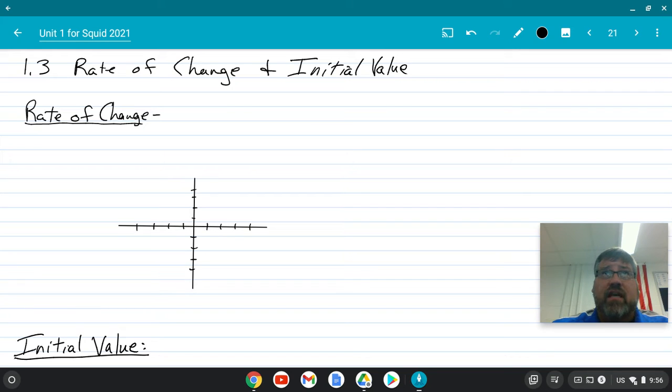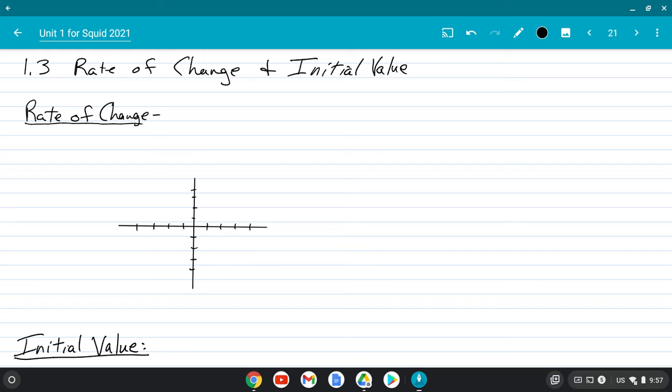Today we're talking about section 1.3, rate of change and initial value. While this may seem somewhat like a review, it is a very, very important section. This is something that we're going to be using the rest of the year. So let's talk about rate of change and initial value. Let's go to work.